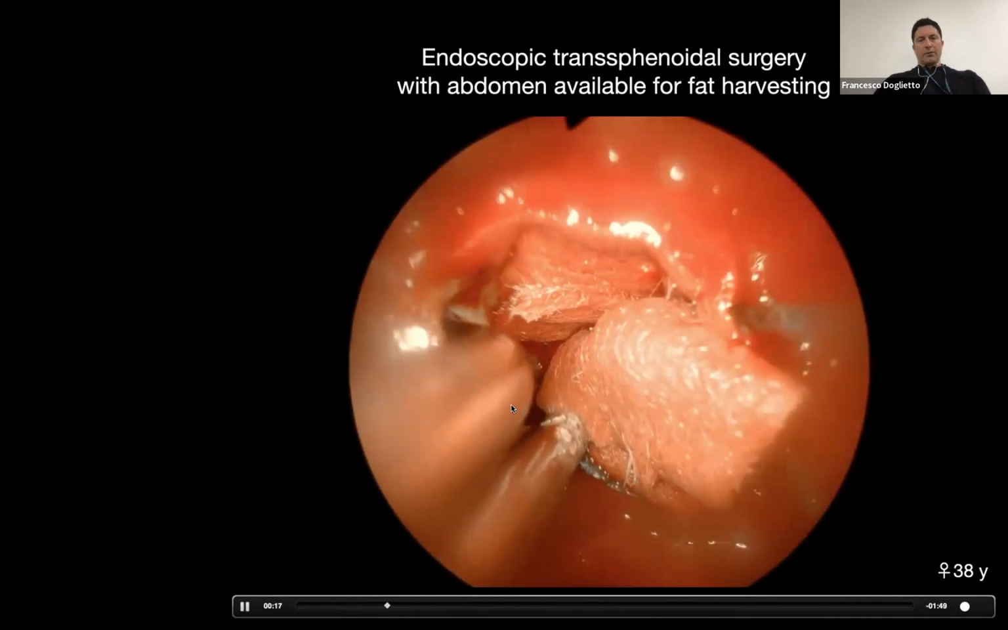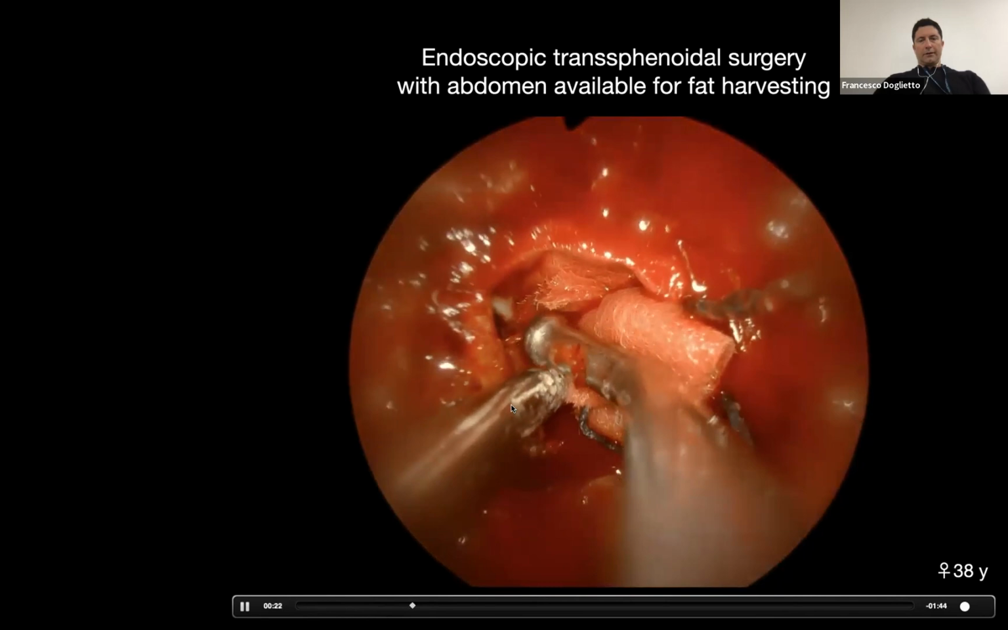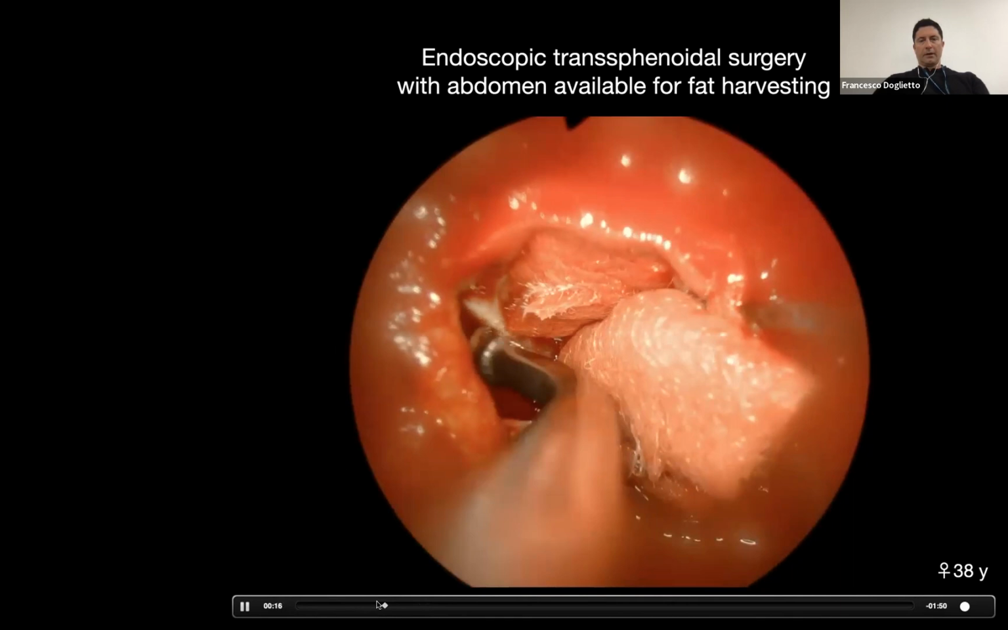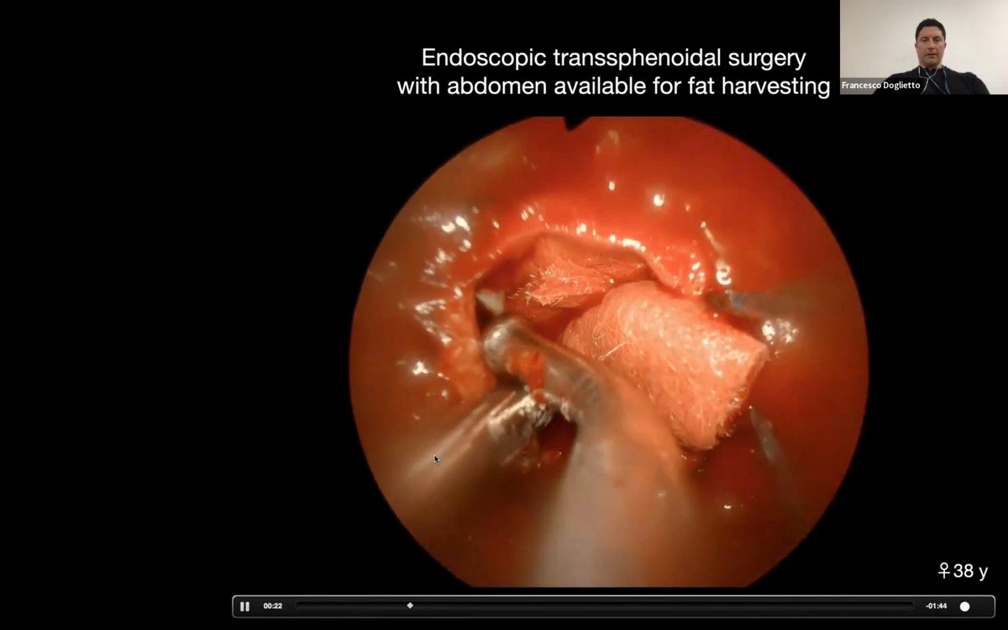I just wanted to get tumor away from the brain. And this is what I got. So if I can show you just once again, I was using the angled suction, but I wasn't sucking on the carotid. And this is the rupture we got.